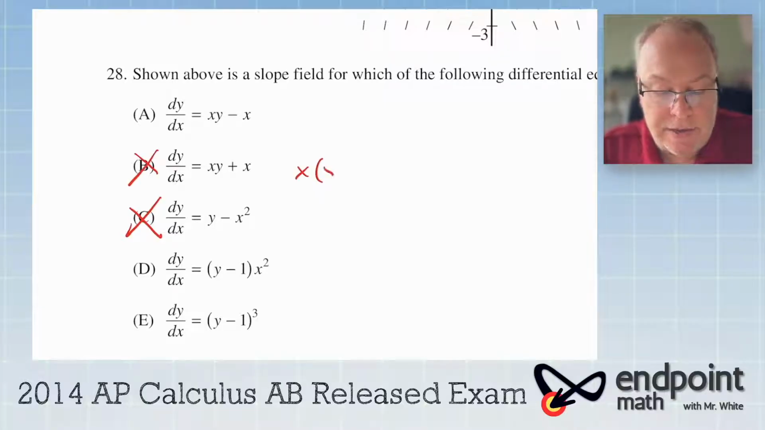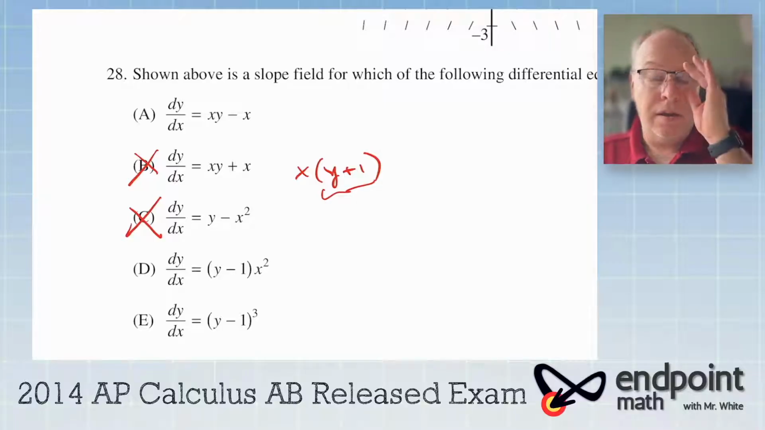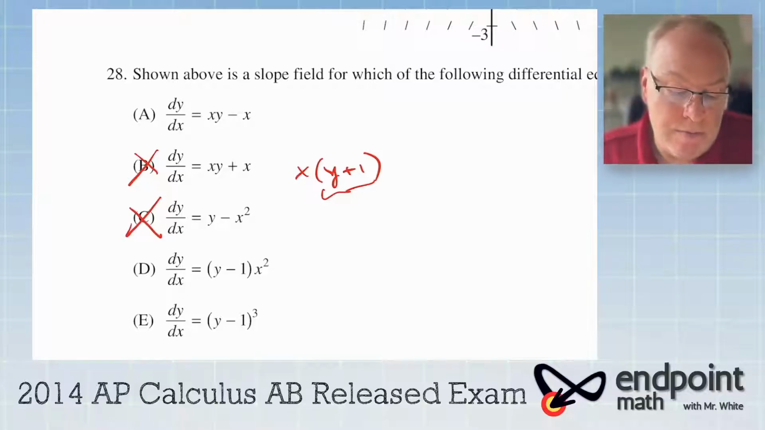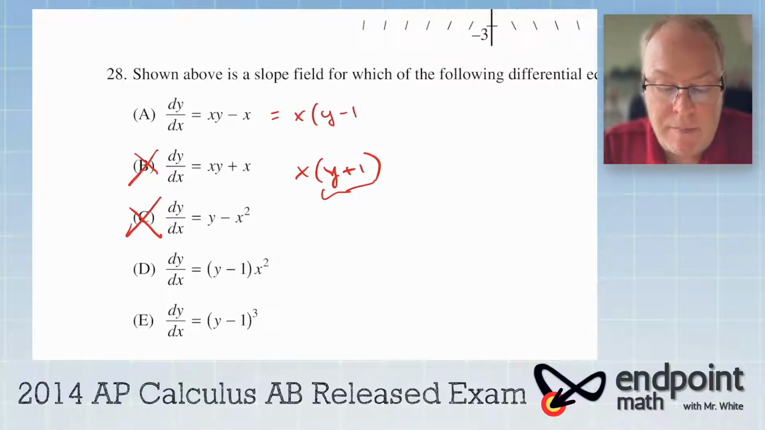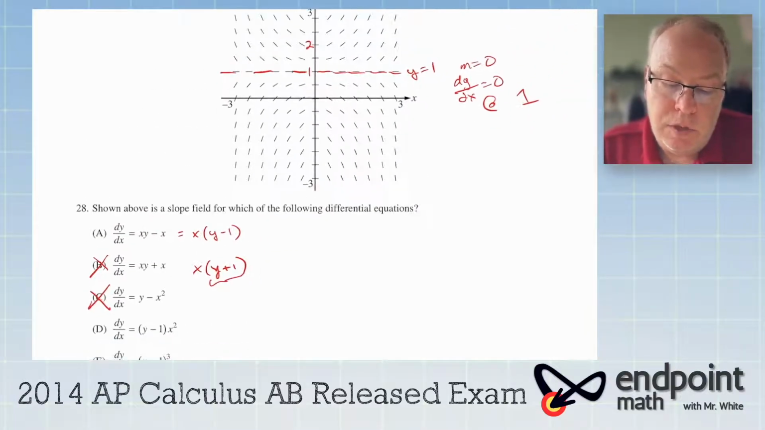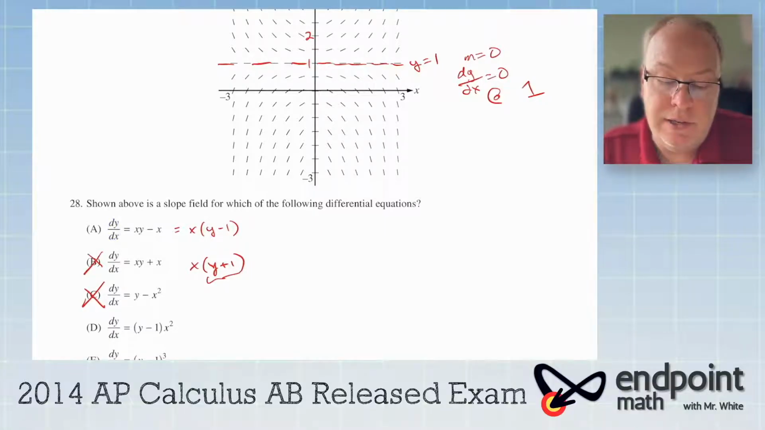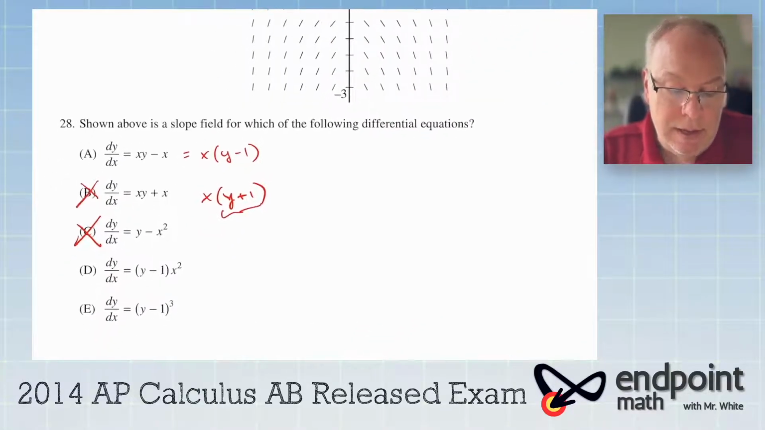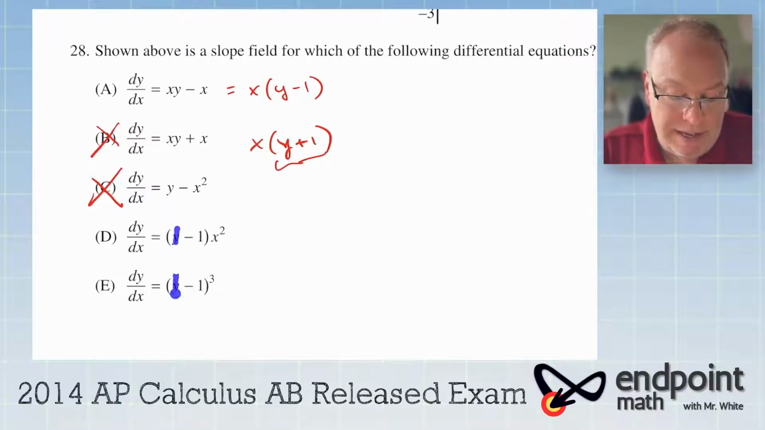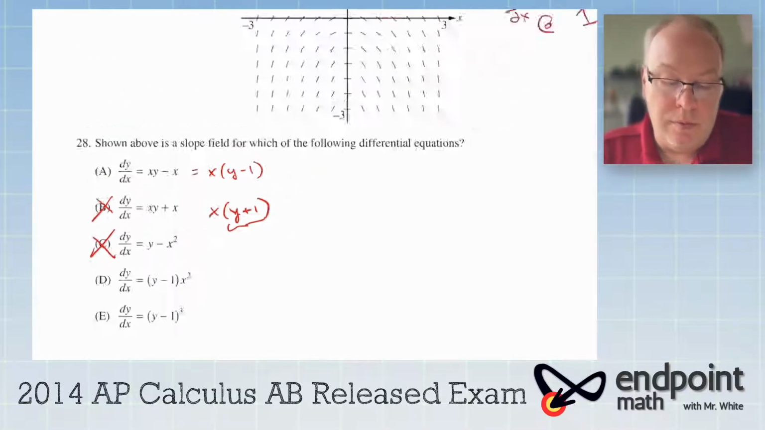Same thing here. If you factor the x out, you get y plus 1. y equals 1 is not going to cause a 0 there, so I can rule that out. Now up here, if I factor the x out, I get y minus 1. If you plug 1 in right there, you get 0. So we can't rule out A. Same thing for D and E. We can't rule them out.